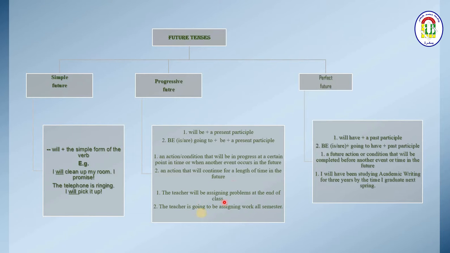So here what I have is going to be plus the verb plus ing, and this is another one, will be assigning problems. Normally it is the progressive future. It is the verb to be in the simple future plus the verb with ing. Perfect future.